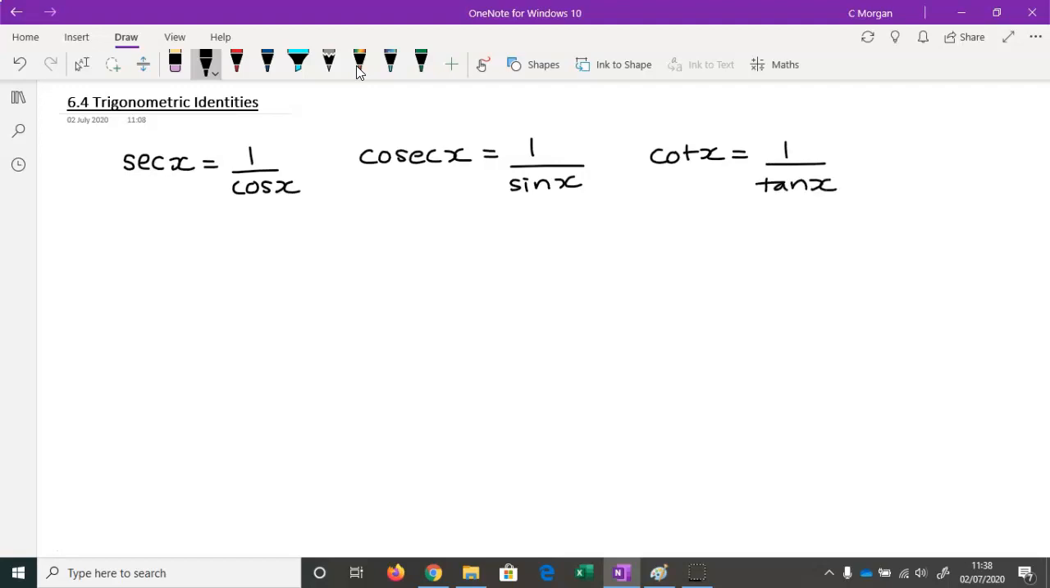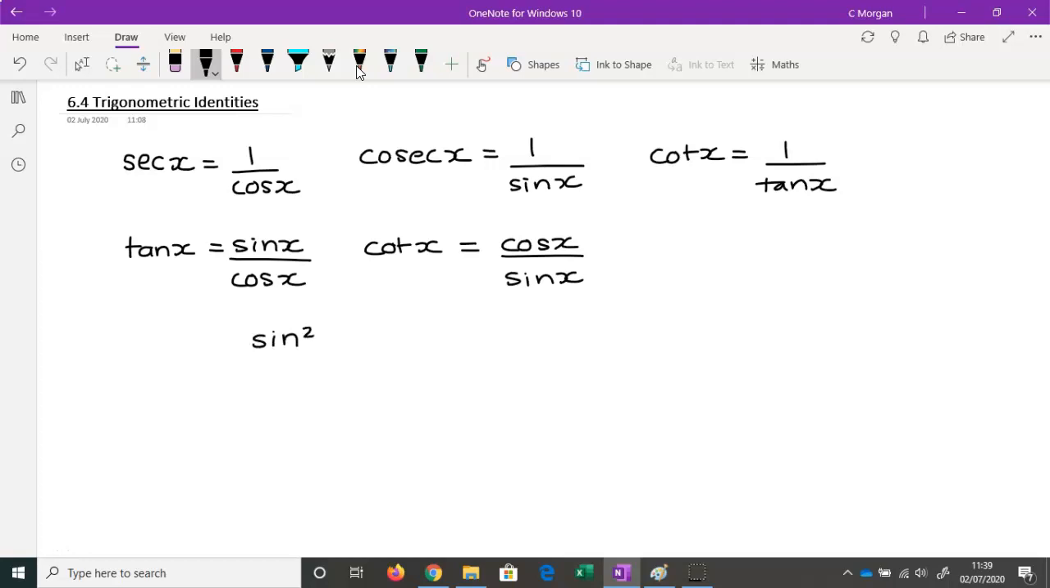Now, of course, we've still got the trig functions that we know and love from the past. We've got tan x, which is sine x over cos x. And we were talking about, because cot x is the reciprocal of tan x, then it's entirely possible to write cot x as cos x over sine x. And then, of course, we've got, finally, sine squared x add cos squared x, which is equal to 1.